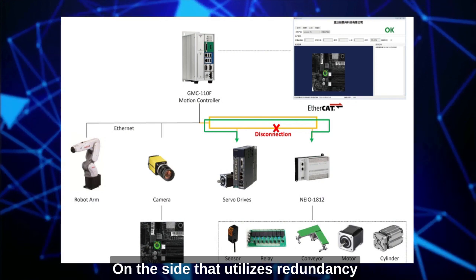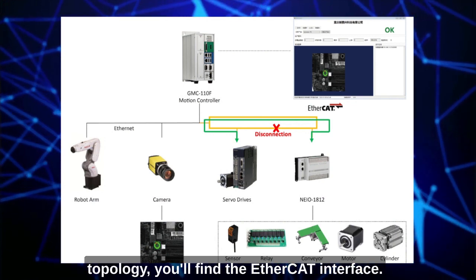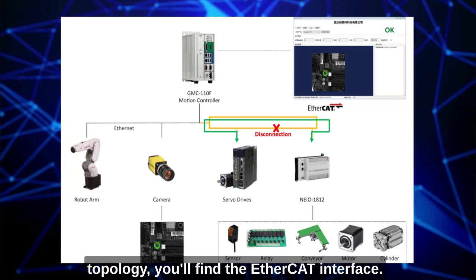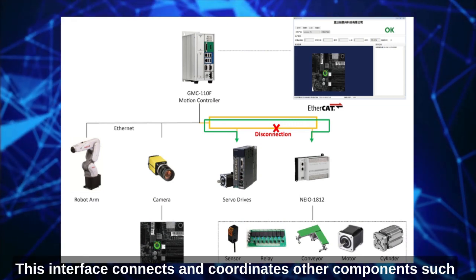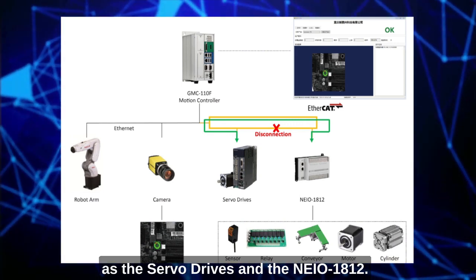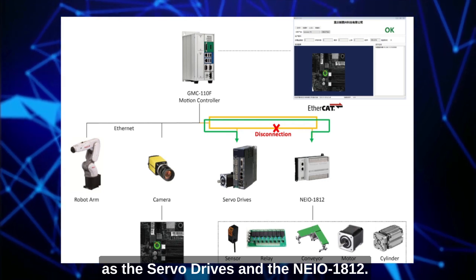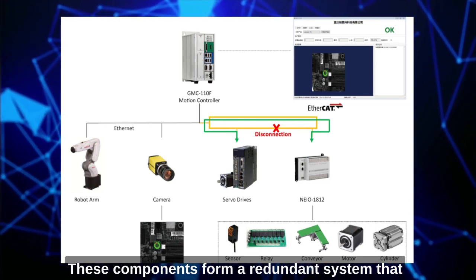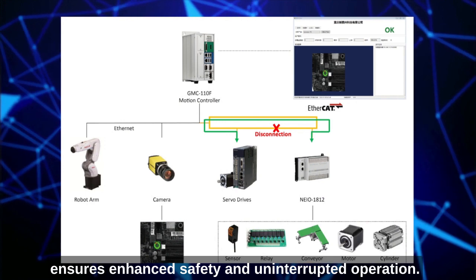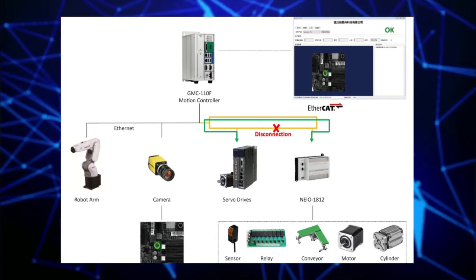On the side that utilizes redundancy topology, you'll find the EtherCAT interface. This interface connects and coordinates other components such as the servo drives and the Neo 1812. These components form a redundant system that ensures enhanced safety and uninterrupted operation.